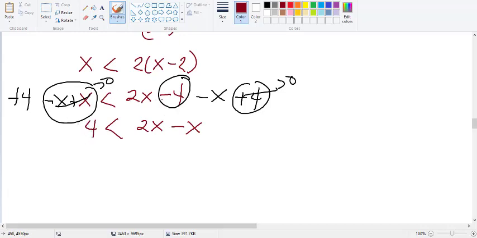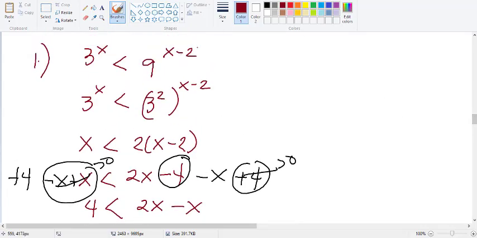That's what's happening, but sometimes it's just easy to think that when you move it to the other side, the sign of the number changes. Well, anyway, that's what's happening behind the scenes. So, 2x minus x is just x. So, x is greater than 4. Meaning, the solution set for this is going to be 4 to positive infinity.